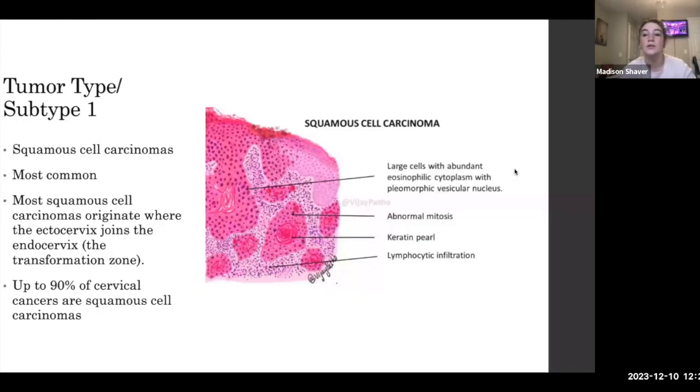There are three tumor types or subtypes. The first one is squamous cell carcinoma. It is the most common type, and most of these originate where the cervix joins the endocervix, which is also called the transformation zone. Up to 90% of cervical cancers are squamous cell carcinomas, showing that it is the most common. The picture to the right is a histology diagram of one.